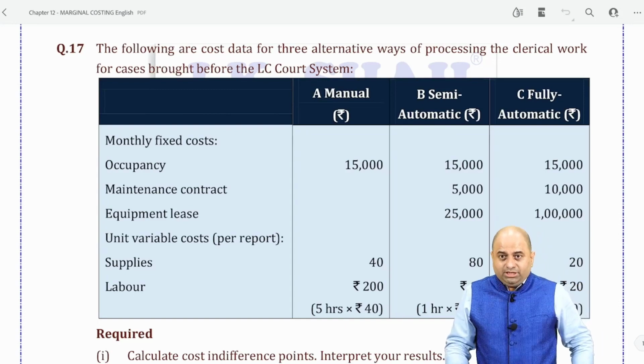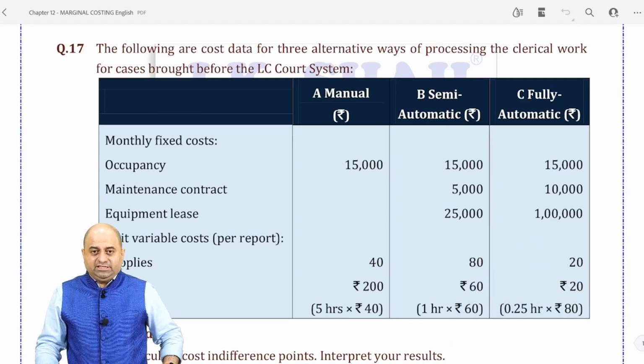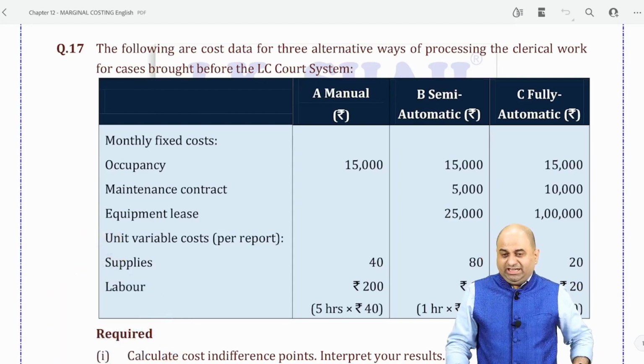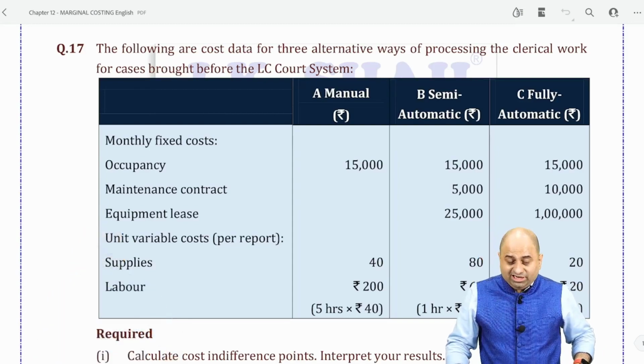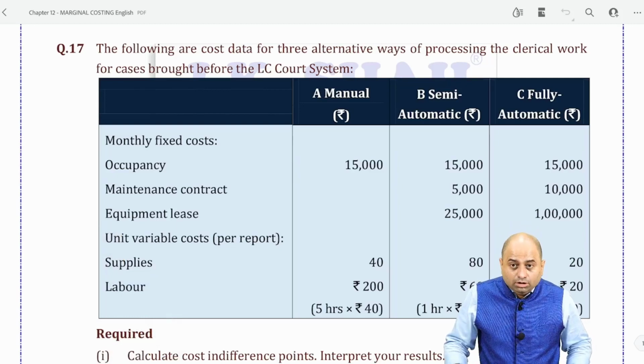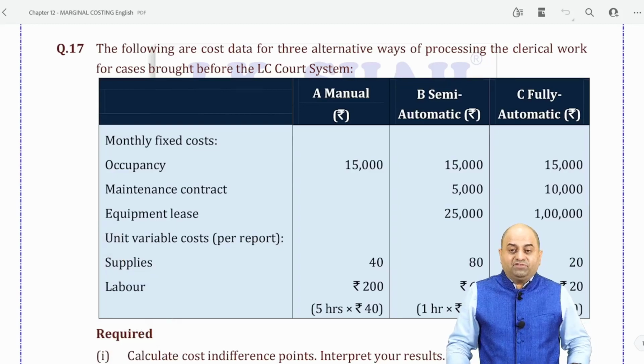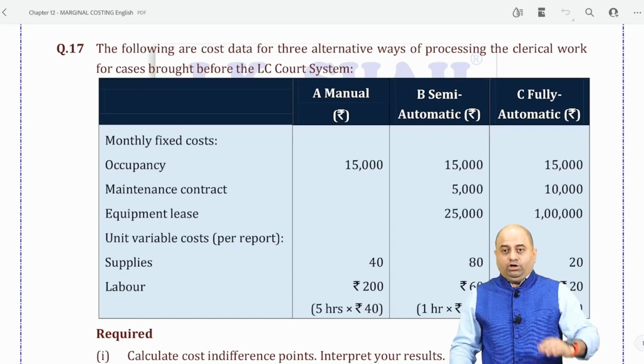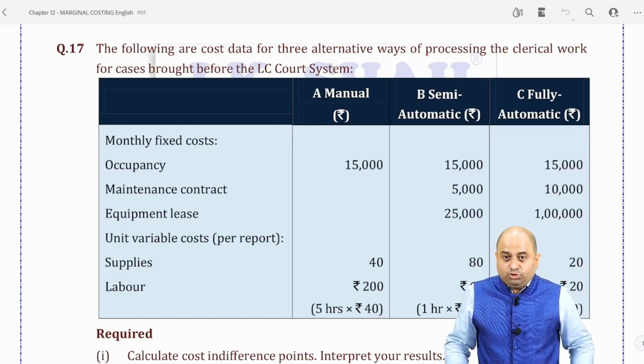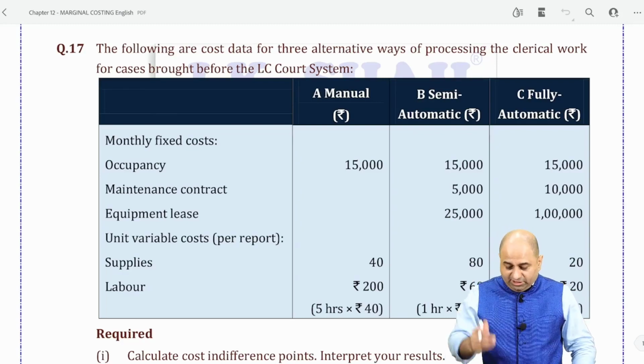Again, being a revision lecture, I accept the fact that you would have studied the logic during the regular classes. Here, I'll directly move to the formula. Indifference point is calculated as difference in fixed cost upon difference in variable cost per unit. That's how you calculate indifference point.